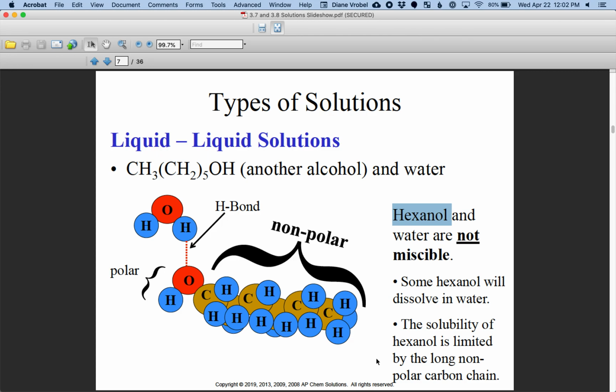So you could say it's immiscible or not miscible. So you should see a layer between the two of them. And when you do see layers, typically the layers are determined by density. So whichever one is more dense is going to form that bottom layer.